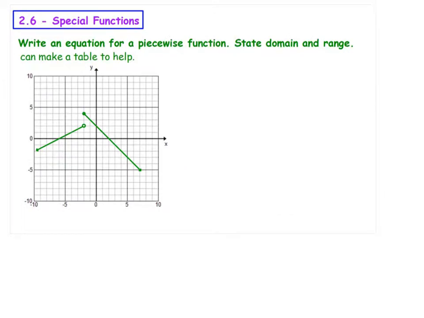For this one, I want to write an equation for a piecewise function. This time I'm giving you the graph, and I want you to tell me f of x equals, and then give me the two equations that are being represented and their restrictions. So when do you use one over the other?